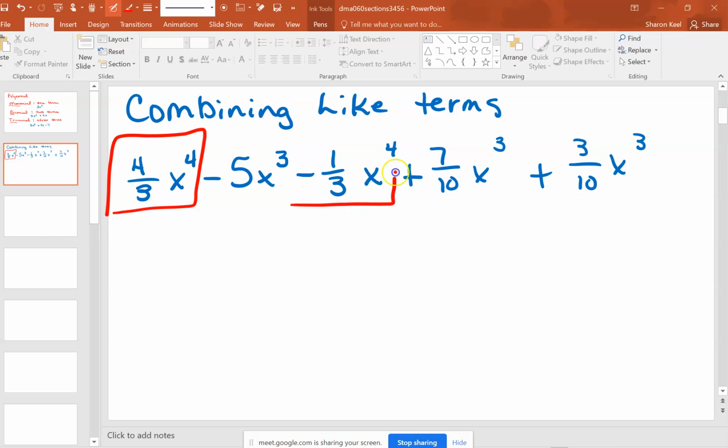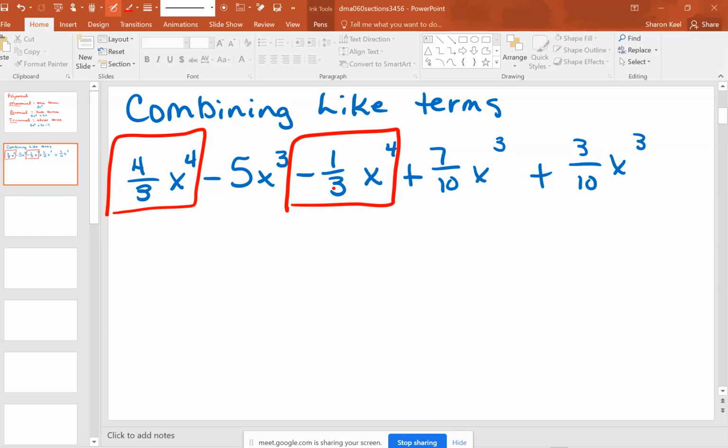So what I'm going to do is put a square around both of the terms that have x to the 4th. They would be considered like terms because the variable and the exponent both match. All we have to do now is combine the 4/3 and the minus 1/3.